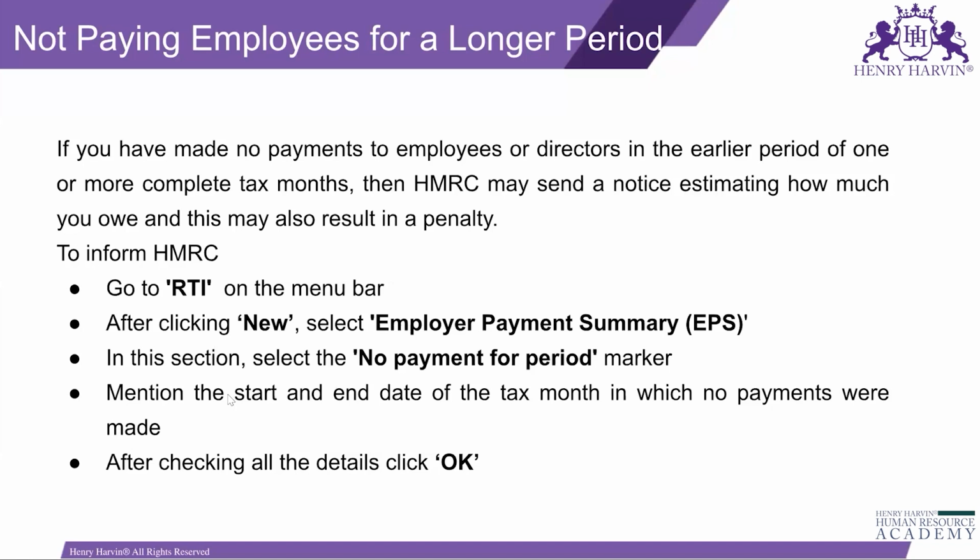To inform HMRC, go to RTI on the menu bar. Okay. After clicking new, select EPS. This is in your software. Okay. This facility will be in the software, not in the HMRC online account. In this section, select the no payment for period marker. Okay, mention the start and end date of the tax month in which no payments were made. Okay, after checking all the dates and details, click OK.